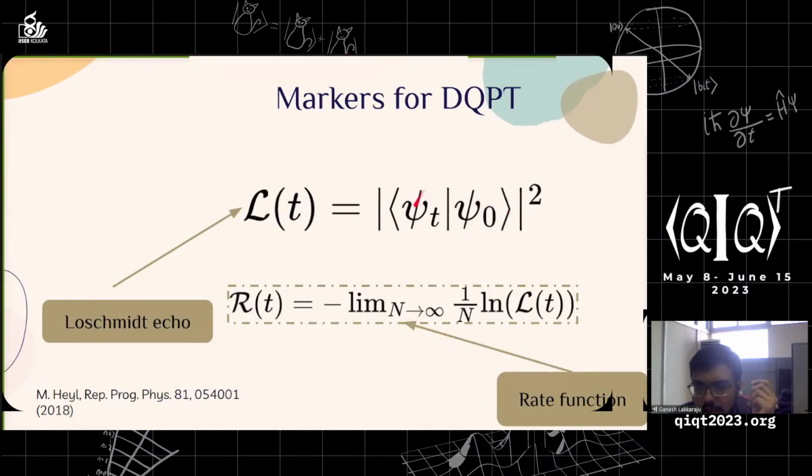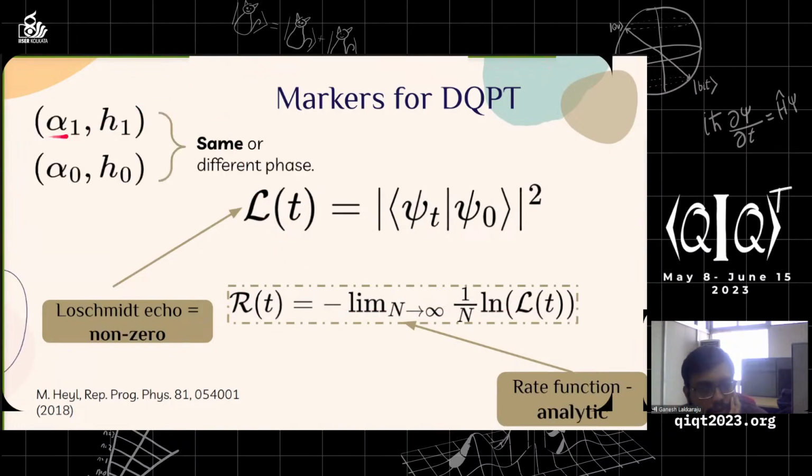If you just look at the overlap of the evolved state with the initial state, this is called the return probability or the Loschmidt echo. Take the corresponding logarithm of it, and we call this the rate function. If alpha 1, h1 and alpha 0, h 0 belong to the same phase, the Loschmidt echo will be non-zero, and the rate function is in general analytic. There is nothing weird about the rate function.